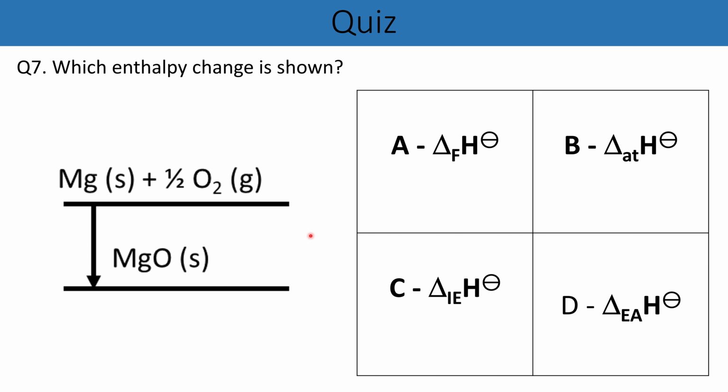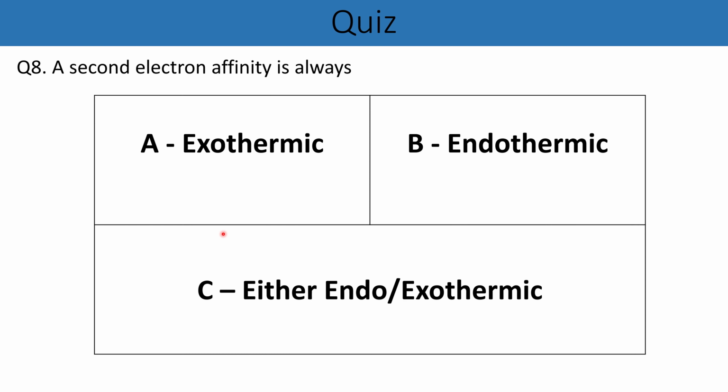Okay, 7 then, try and work out what this enthalpy change is. Okay, I went for A here. This is an enthalpy change of formation because we're going from the elements in their standard states to 1 mole of the ionic compound. Okay, let's have a look at 8 now. The second electron affinity is always, let's have a look. You should have gone for B here. The second electron affinity is endothermic because it's going to require energy to force that electron in, overcoming the repulsion of an already negatively charged ion.